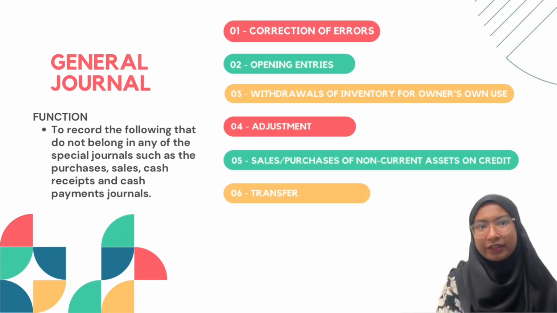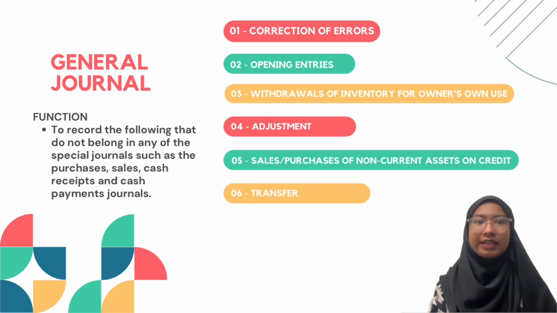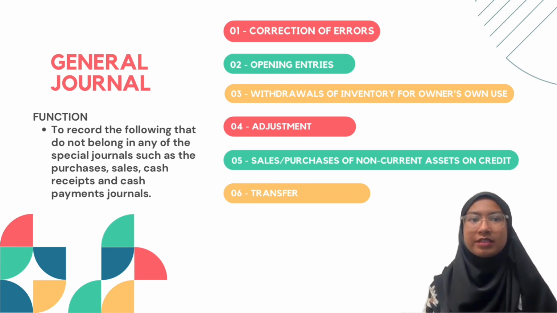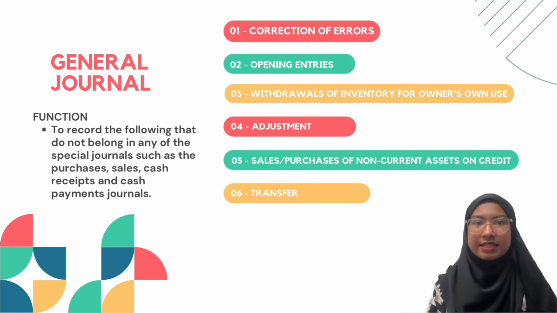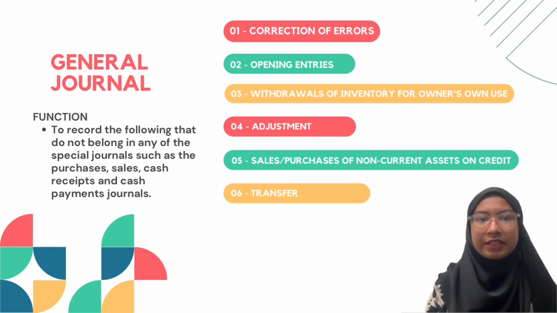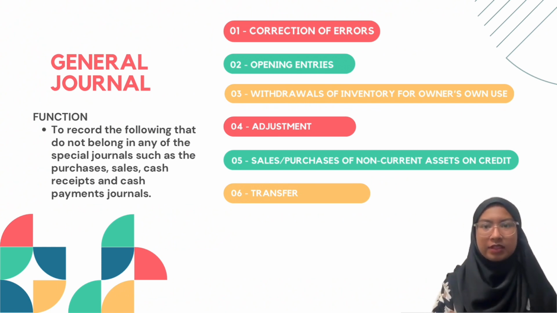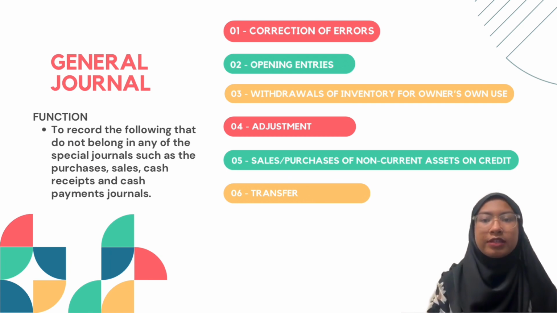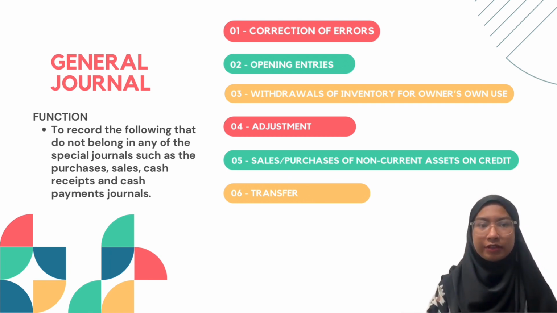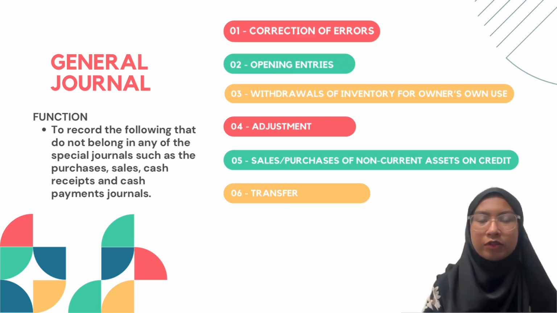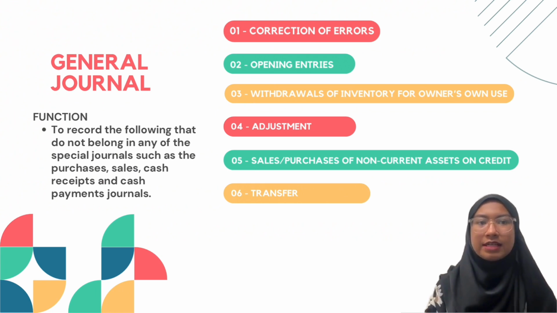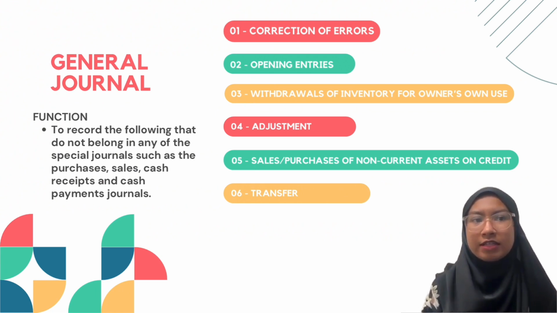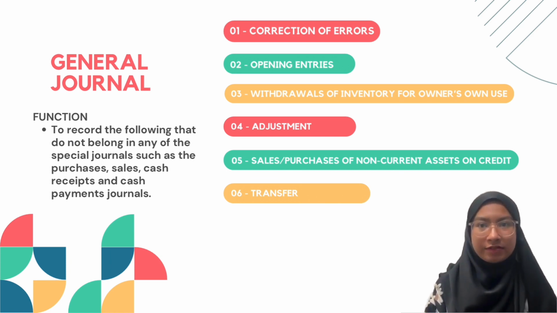The function of the general journal is to record the following that do not belong in any of the special journals, such as the purchases, sales, cash receipt, and cash payment journals. So, we write in the general journal when there is correction of errors, opening entries, withdrawal of inventory for own use, adjustment, sales or purchases of non-current assets on credit, and transfer.